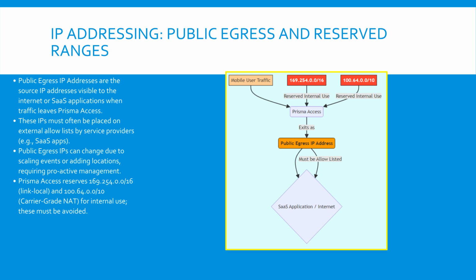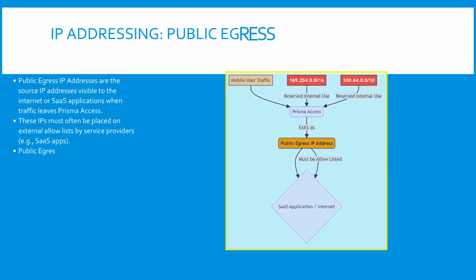The diagram also clearly shows the two reserved IP ranges, 169.254.0.0/16 and 100.64.0.0/10. These are strictly reserved for the cloud service's internal functionality, such as link local communication and carrier-grade NAT operations, and must be avoided entirely during any network planning phase. Failure to respect these reserved spaces will introduce conflicts directly into the managed Palo Alto Networks infrastructure, leading to connectivity issues. Proactive management of egress IPs is key to maintaining connectivity.